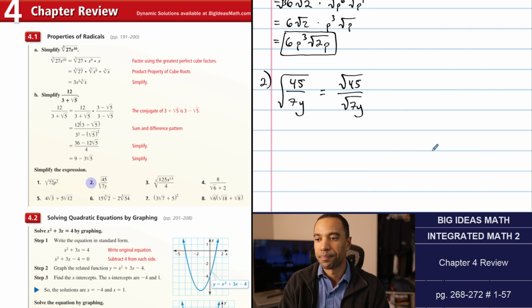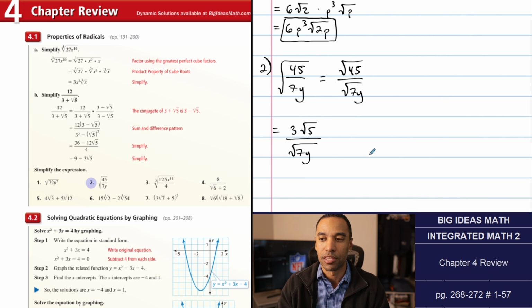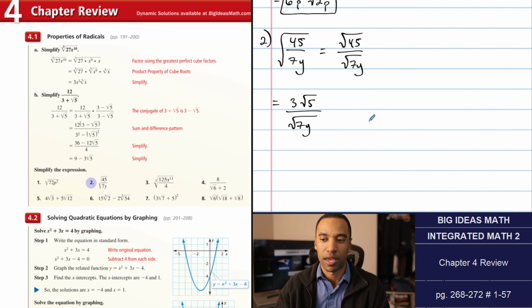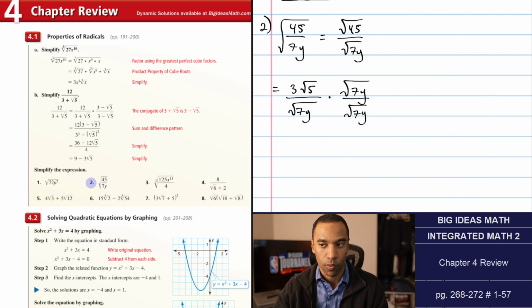Okay? Now, root 45 in and of itself can simplify. Root 9 times root 5 gives you 3 root 5. This root 7y cannot simplify in and of itself, but the fraction needs to simplify by rationalizing the denominator. This one does not require multiplying by a conjugate. Just root 7y is its own term, so you may multiply top and bottom by root 7y, and you will be squaring root 7y to get 7y.